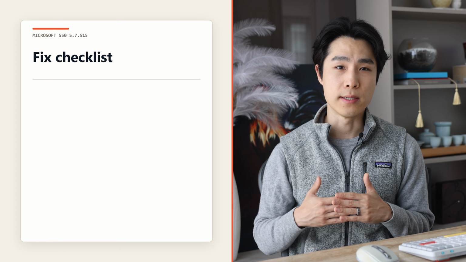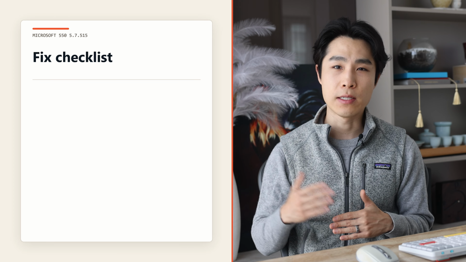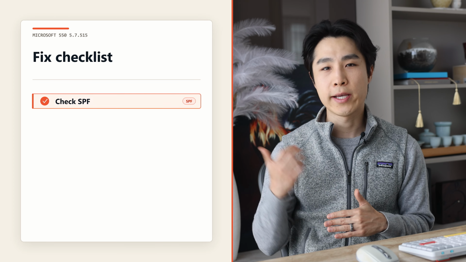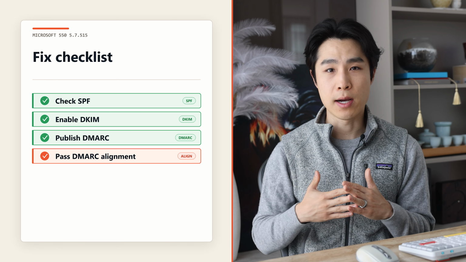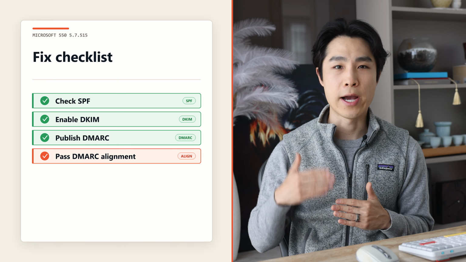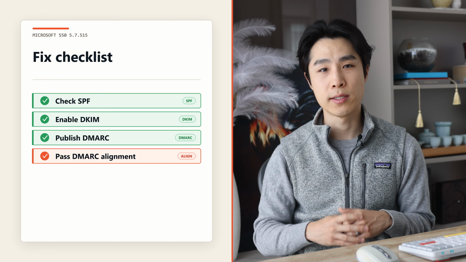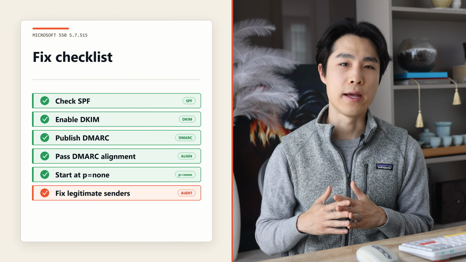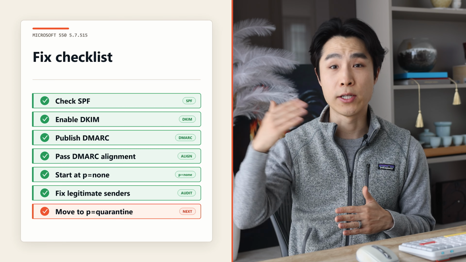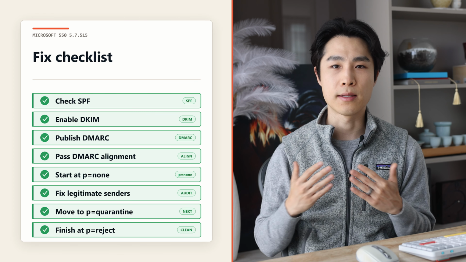So the short version is this. If you see the Microsoft 550 5.7.515 error, check SPF, enable DKIM, publish DMARC, and make sure your DMARC alignment is passing from your actual domain in your from address. Start DMARC at p=none, fix every legitimate sender, and then move to quarantine and eventually to reject once everything is clean and passing.